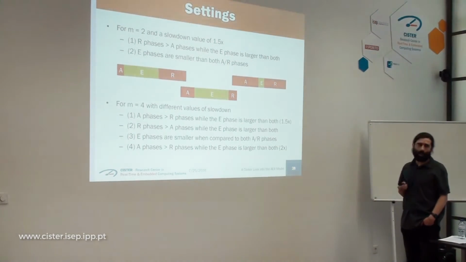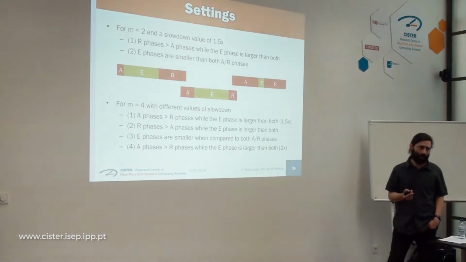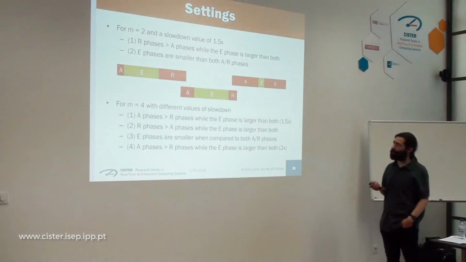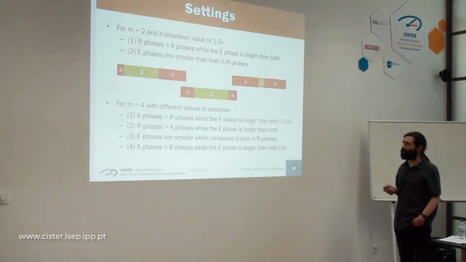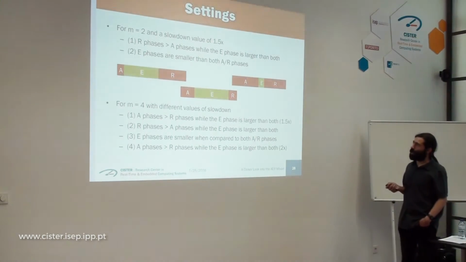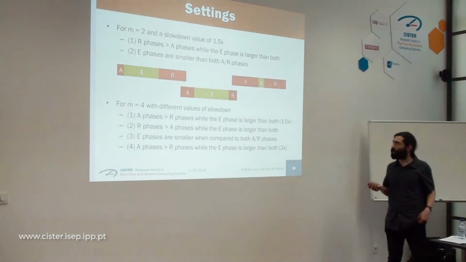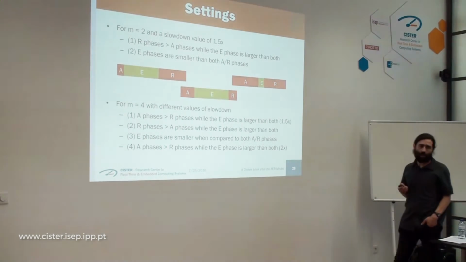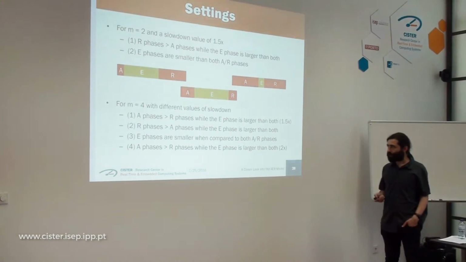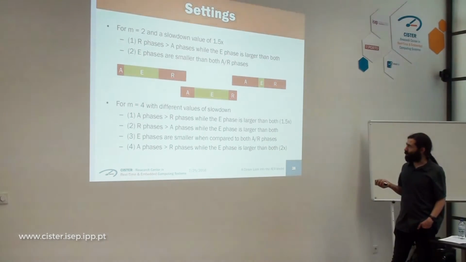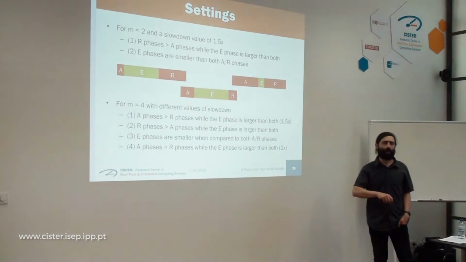These are the experiments that we did. We used a 2-core system and a 4-core system. We played with different sizes and lengths of phases. Here we are considering, for instance, cases where A's and R's are smaller than E's. We are considering cases where A's are larger than R's because of the minimum and maximum heuristics. We are considering cases where A's and R's are larger than the E phase. And we are playing with slowdown values of 1.5 and 2.5 times the values in the list that I showed. Okay.